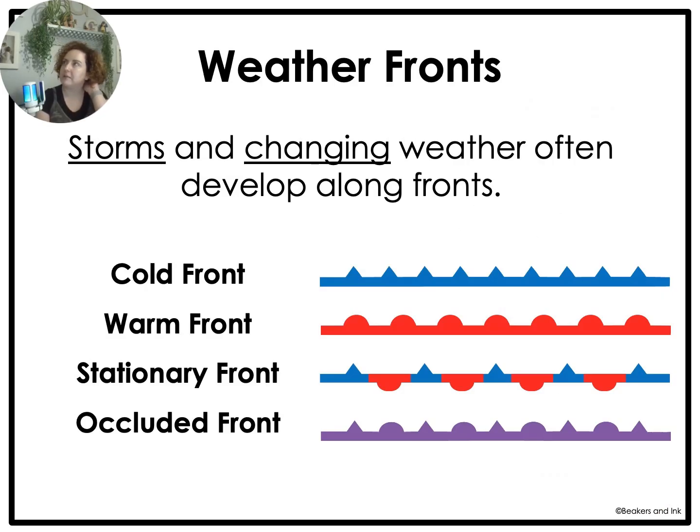Where these air masses come together is where we have our weather fronts. We've talked about this last week, but weather fronts are the storms and changing weather that develop. We either get cold fronts, warm fronts, stationary fronts, or occluded fronts. So it's all about which air masses are moving in, which ones are moving out, at what speed we are moving, and so on and so forth.